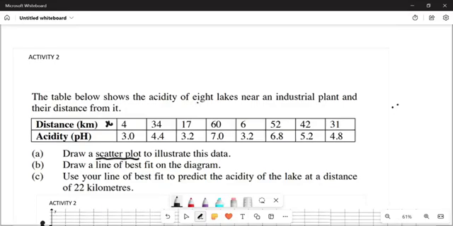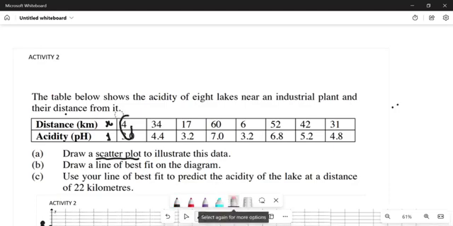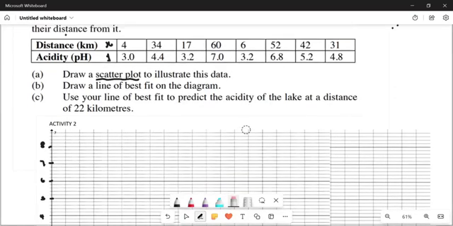Below shows acidity. We're looking at the distance and the acidity. So those are the two things that we're going to be looking at. So we can say this one is X, and this becomes the coordinates here. If these are the coordinates, when X is 4, what is our Y? It's 3. And then you can go and plot this here.